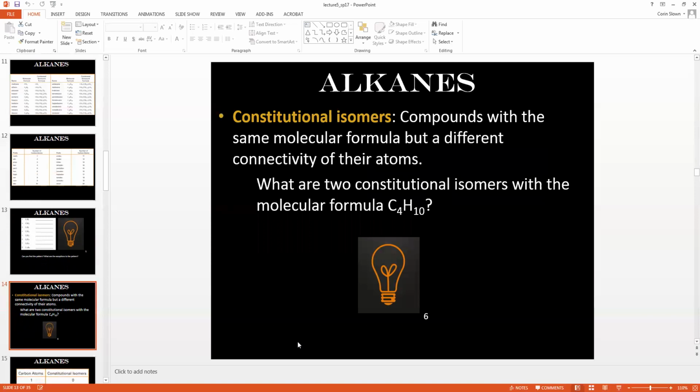When we're thinking about constitutional isomers, these are compounds with the same molecular formula, but a different connectivity of their atoms. So what are 2 constitutional isomers with the molecular formula C4H10? Can you draw them?